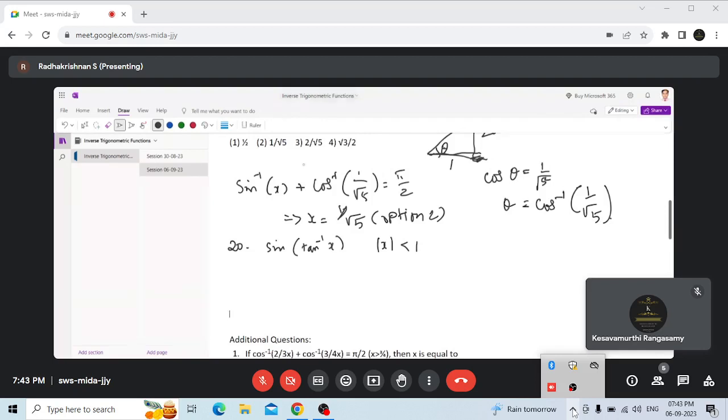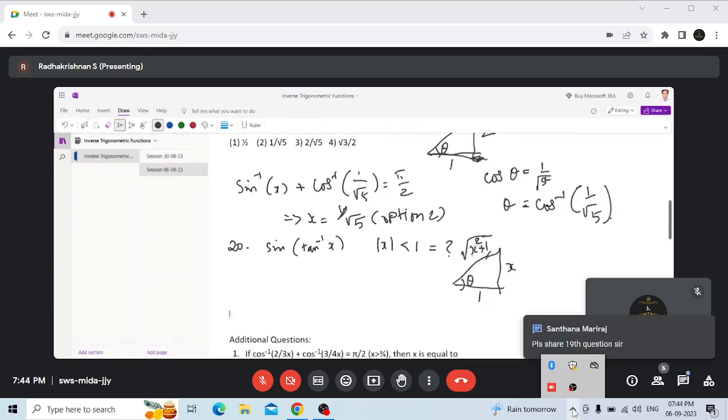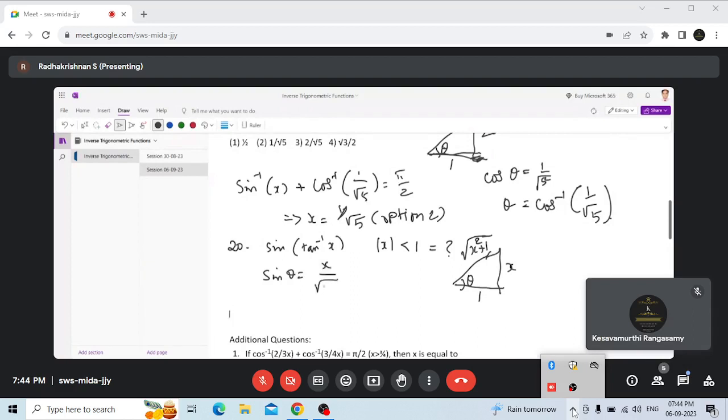Sin of tan inverse x where mod x less than 1, equal to what? Various values are given. I am not writing those values here. So the way you go about is similar. In this case, you draw the diagram. Let tan inverse of x be theta. So tan theta, this is x and 1. So the hypotenuse will be root of x square plus 1. So sin theta is x by root of x square plus 1.